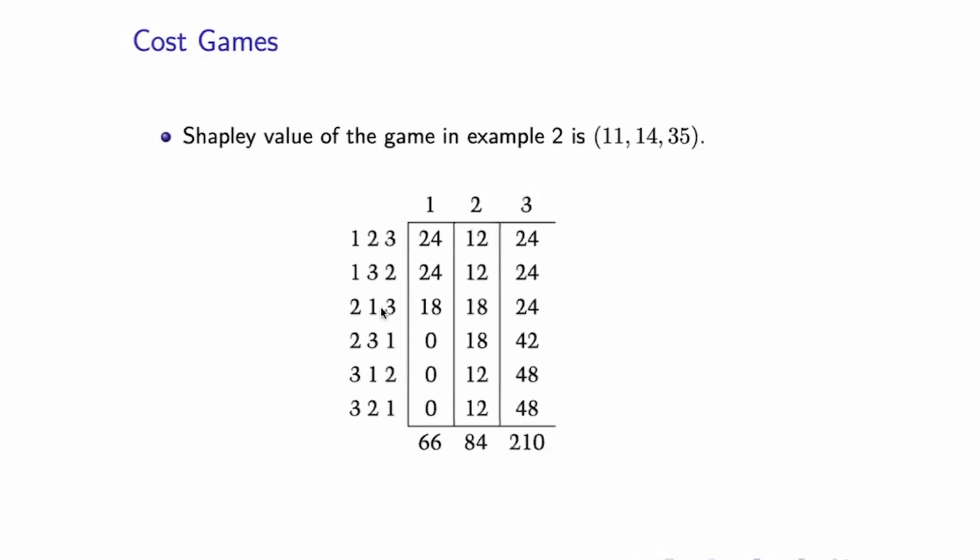Okay. For each of these orders, we can think about the marginal cost incurred in order to connect them. Then, after we have the total marginal contributions, we divide by the number of cases, which here is 6, to get the Shapley value. Okay. So let's look at a particular example. Suppose we want to think of the order 1, 2, 3, right?